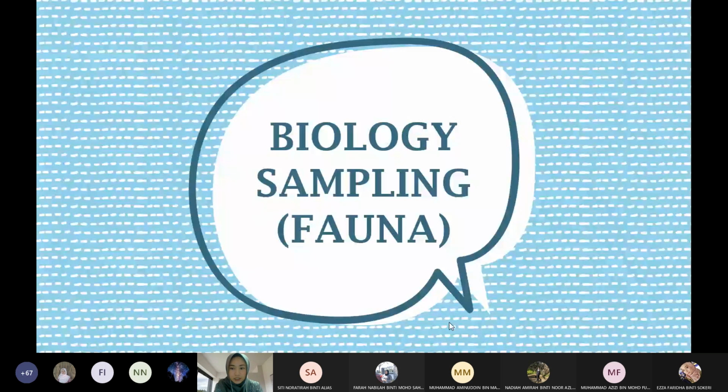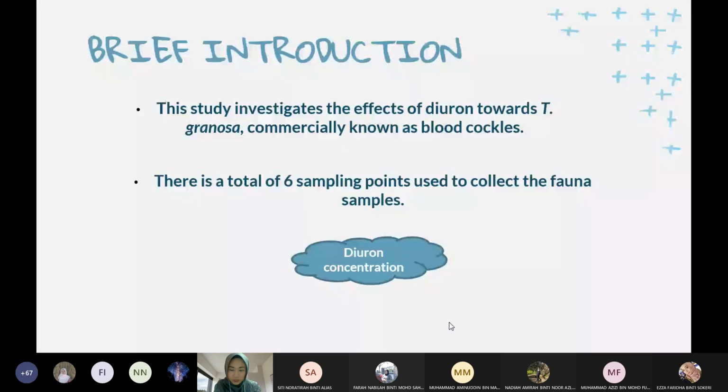Okay, I will now present about biology sampling of fauna. The introduction of this biology sampling is that it investigates the effects of the urine concentration towards T. granosa, also known as blood cockles or kerang. This sampling uses a total of 6 sampling points to collect the T. granosa samples and study its relationship with thiuron, which is a common herbicide used in paddy fields. The objective, next slide please.